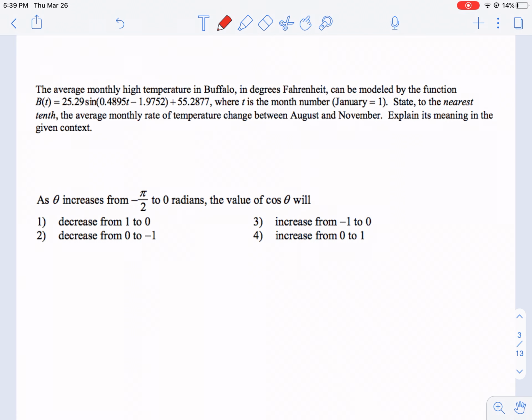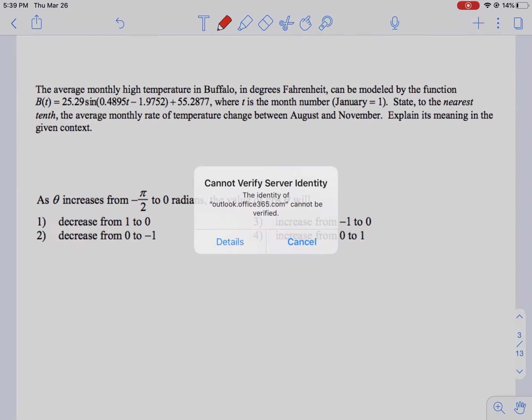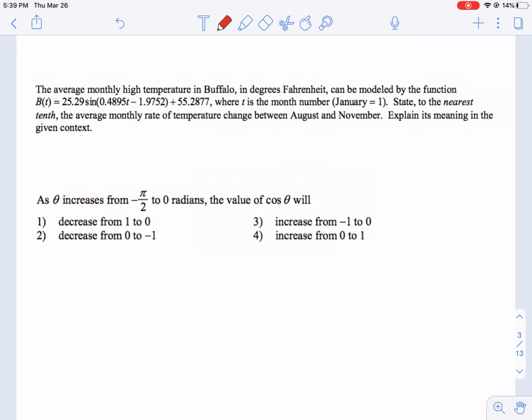The average monthly high temperature in Buffalo can be modeled by that equation. State to the nearest tenth the average monthly rate of temperature change between August and November. Explain the meaning in context of the problem. Alright, so August is month 8. November is 11, so we're just going to plug them both in. So we're going to find B of 8. And we're going to find B of 11.